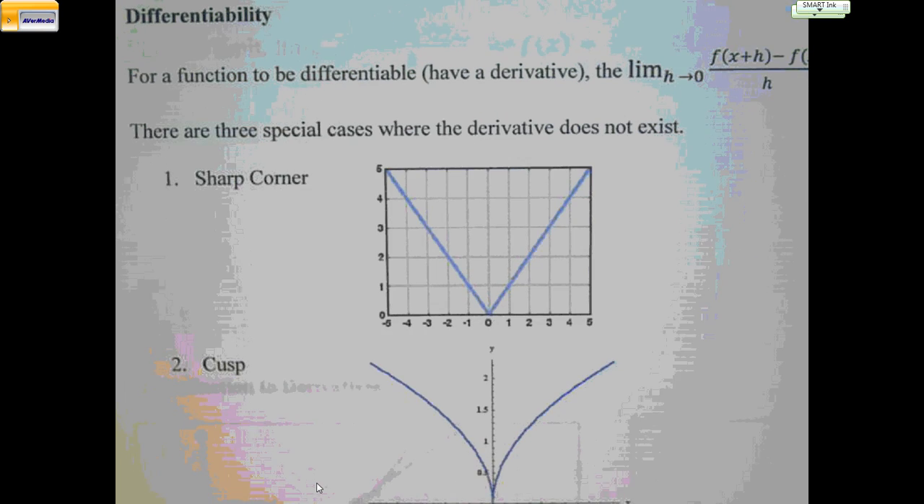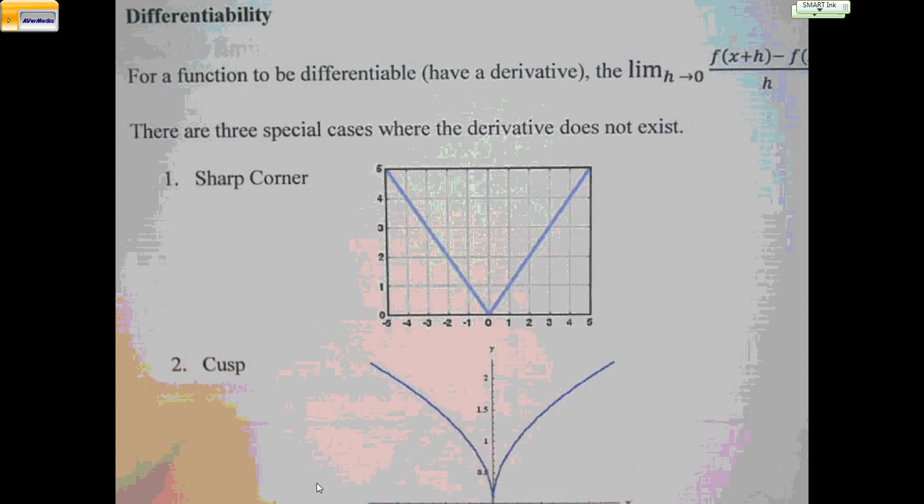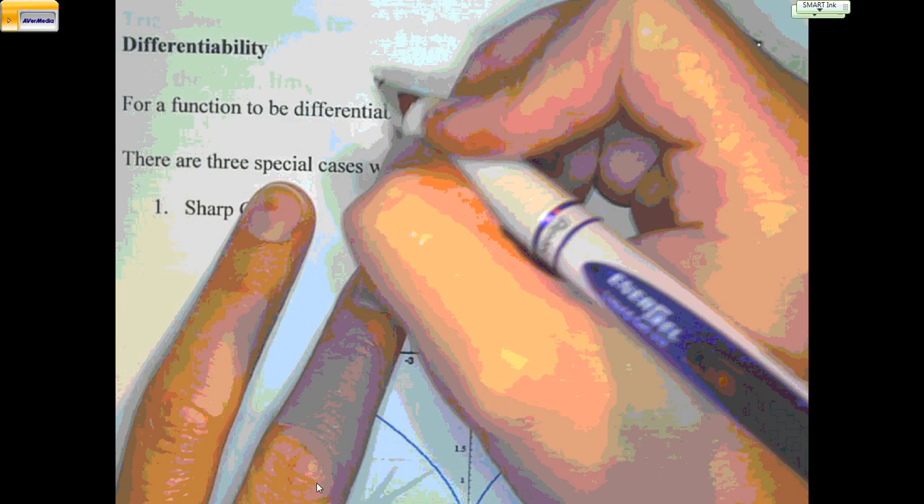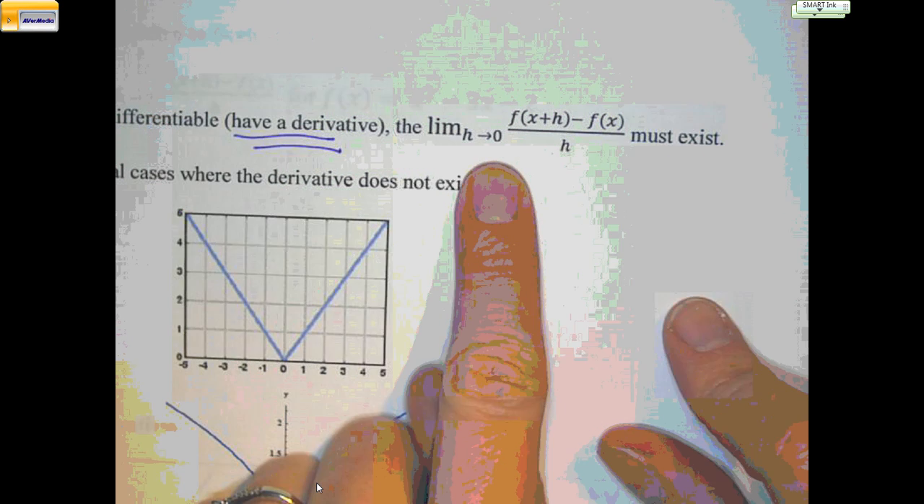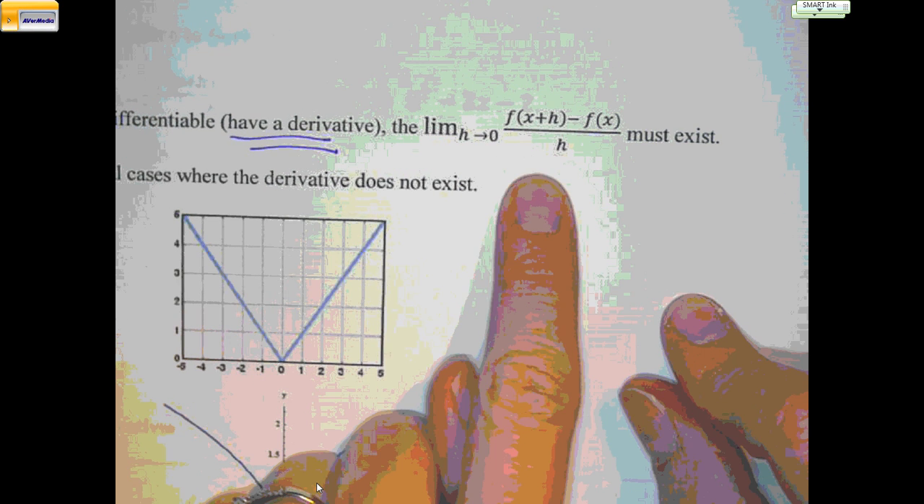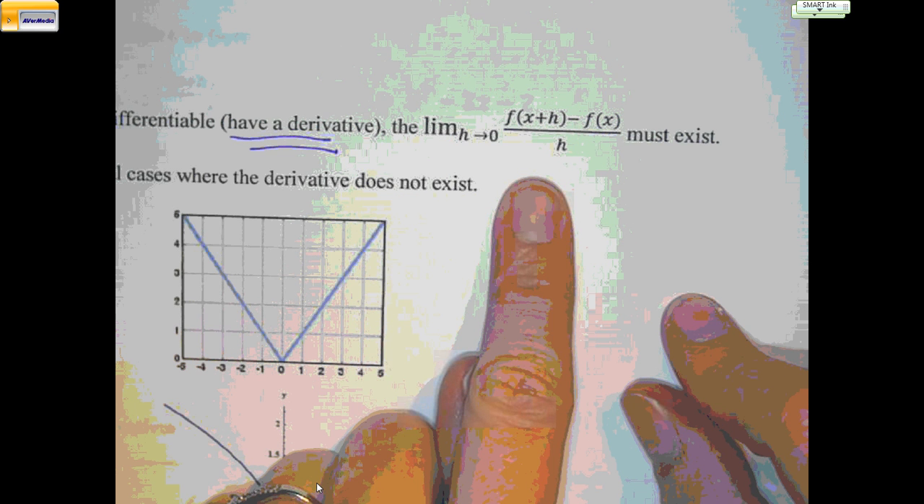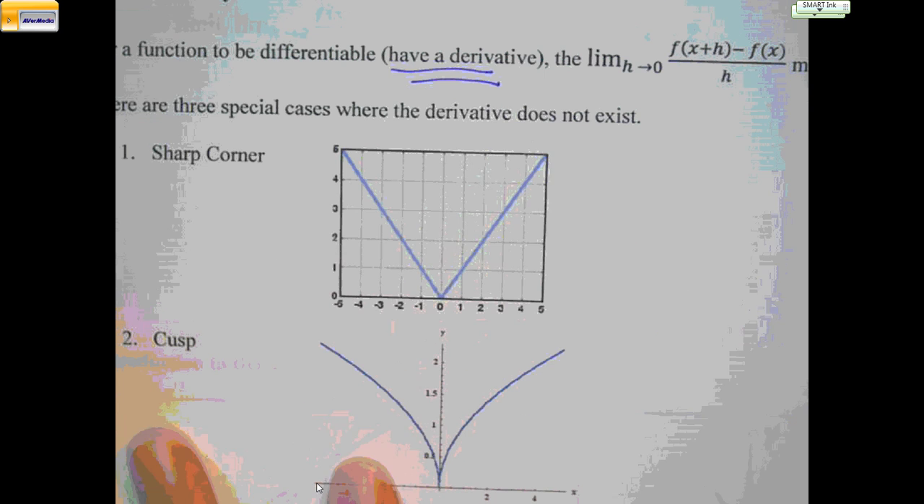When something is differentiable, that means basically that you have a derivative. Differentiable means it has a derivative. For a function to have a derivative, the limit as h approaches 0 has to exist. If that limit doesn't exist, then it's not differentiable. It doesn't have a derivative. Here are 3 special cases where the derivative doesn't exist.